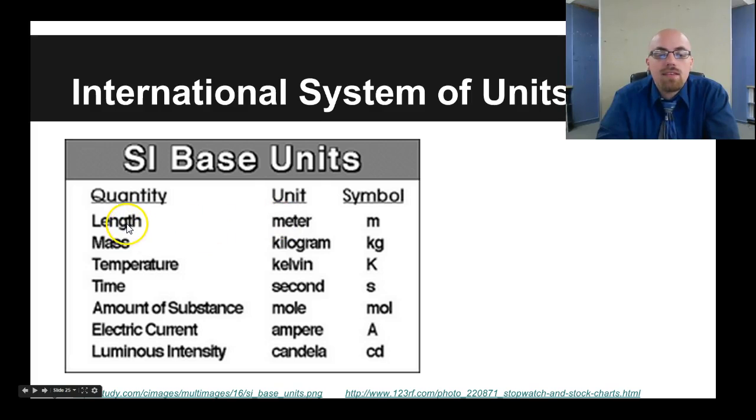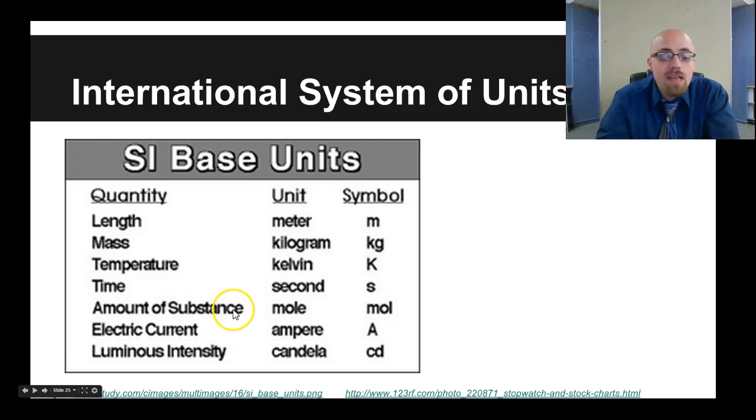That length is in no way influenced by the mass of something, and the mass of something is completely independent of its length. So these two things don't depend on each other. The SI unit of mass is kilograms, with the abbreviation kg. Temperature we measure in Kelvin, which we'll get a lot more into in the first unit. Time is measured in seconds. Notice we're not measuring anything in minutes here.